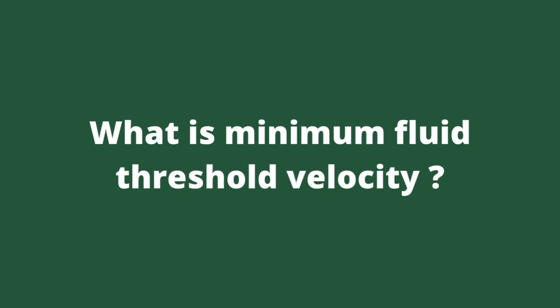The wind velocity at which movement of all sized particles is initiated is known as the maximum fluid threshold velocity. The most erodible soil particle is of size 0.1 mm. The minimum wind velocity necessary for initiating movement of the most erodible soil particle, that is 0.1 mm, is 16 km per hour at the height of 30.5 centimeter.